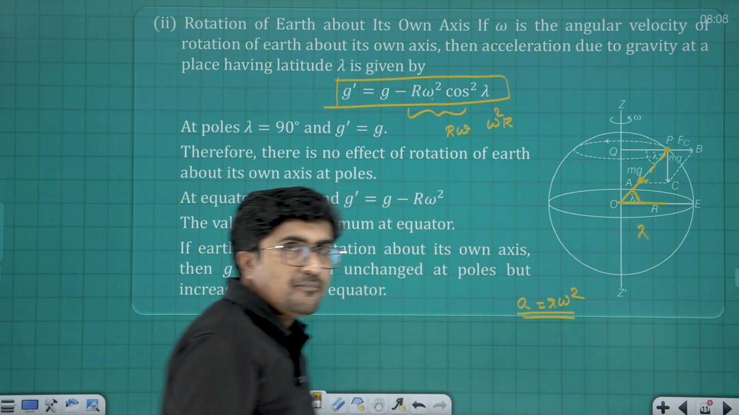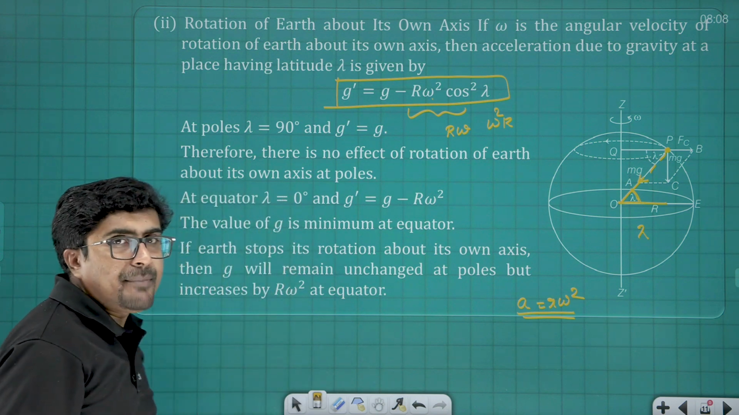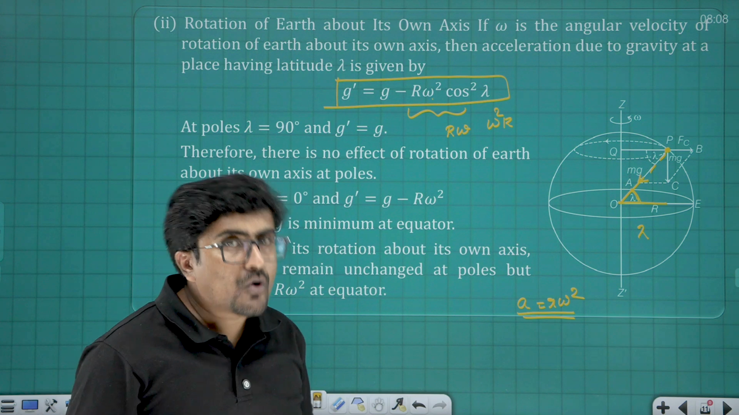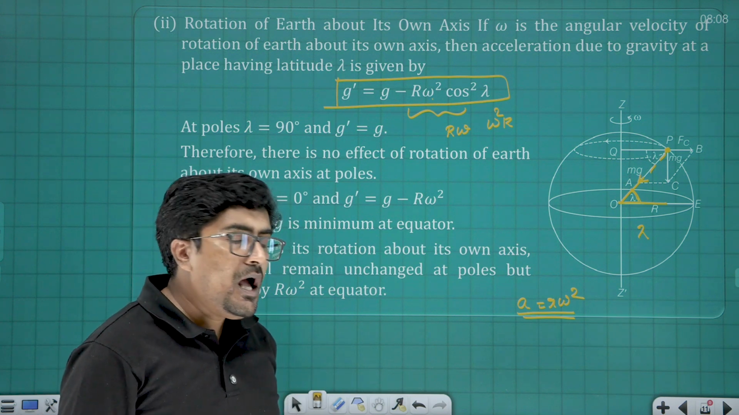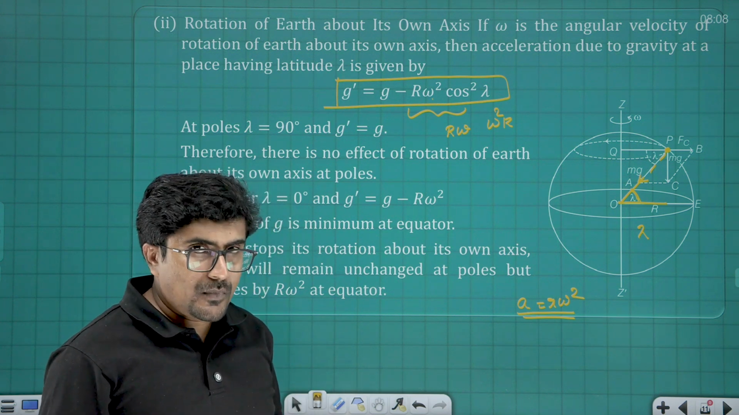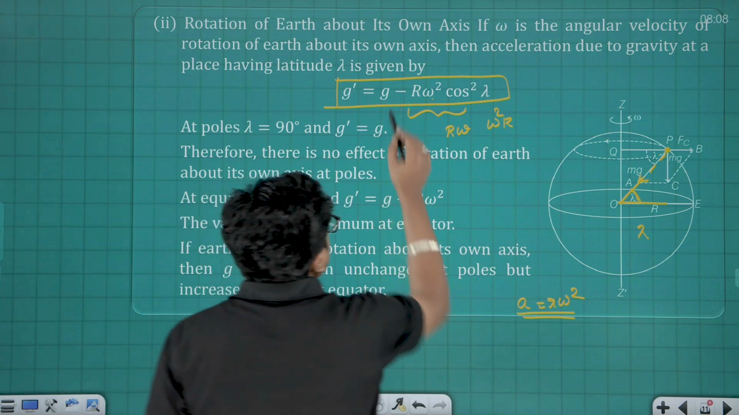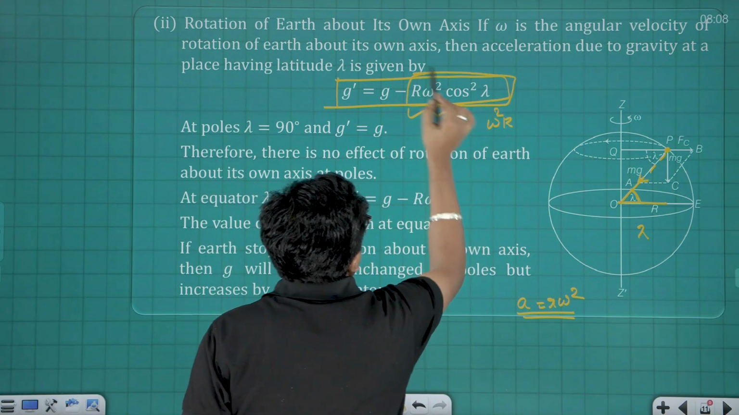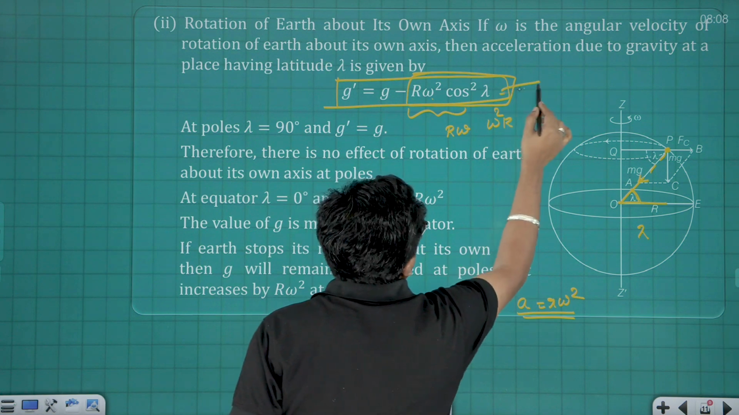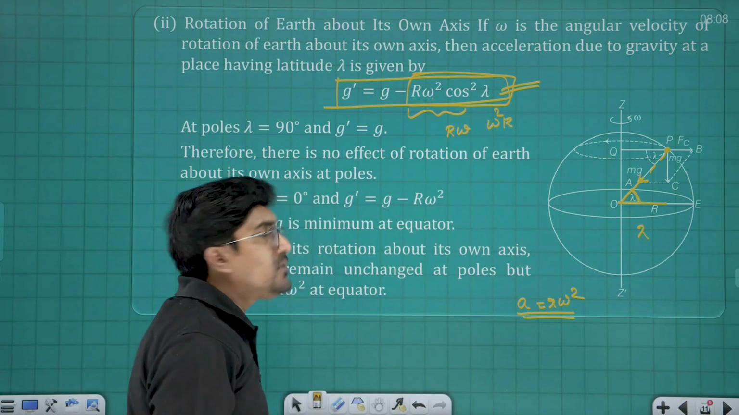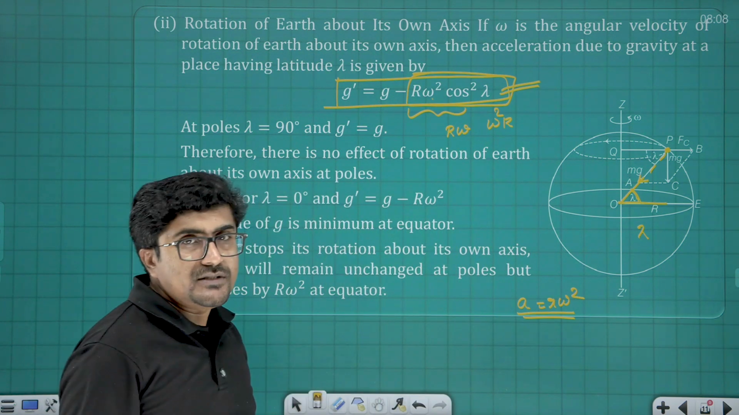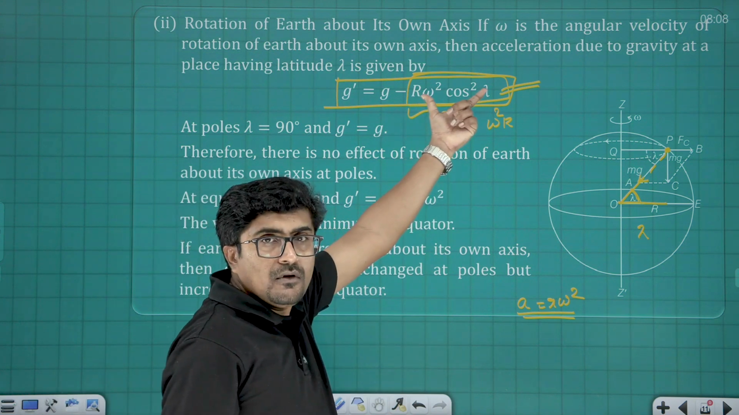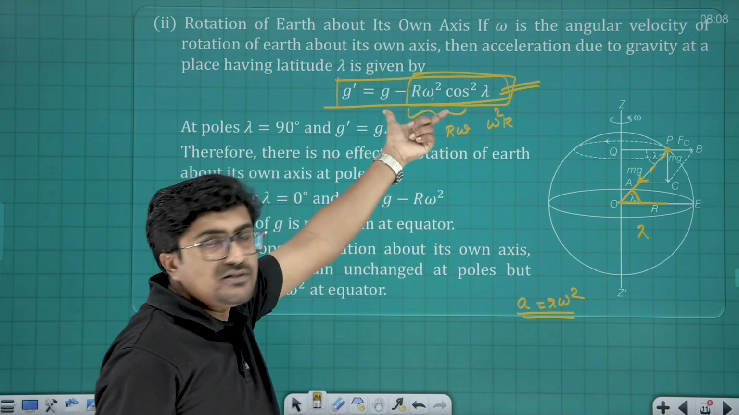Okay, so there was one question: what happens if the earth stops rotating? Now if the earth stops rotating, definitely from this equation, this particular part is going to be missing, because omega is going to be 0 there. So definitely g dash is going to be g. Now how do the changes vary? At any particular point, the change is going to be this.